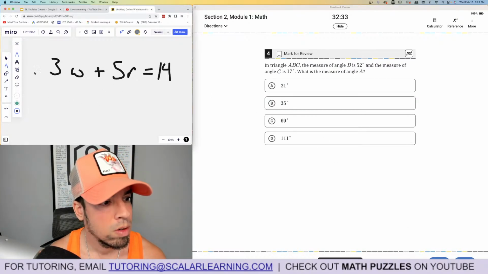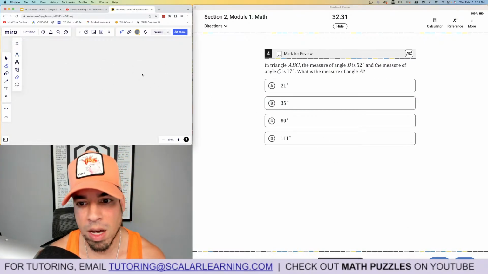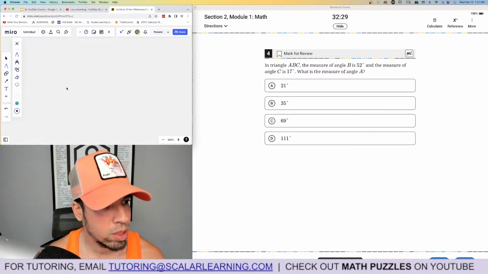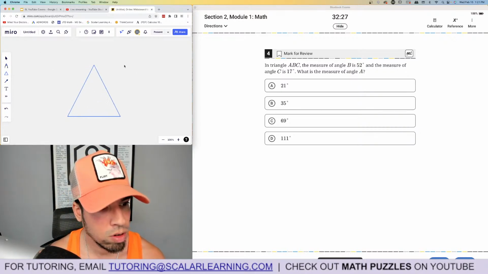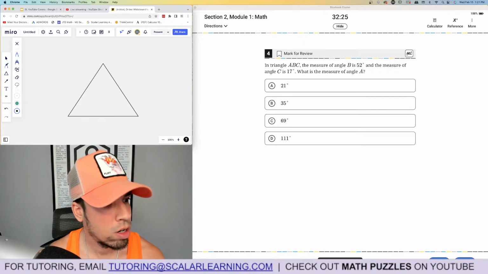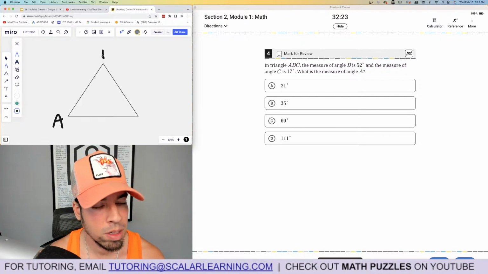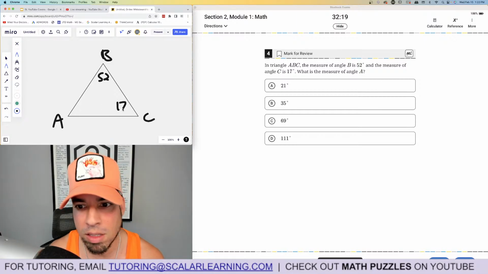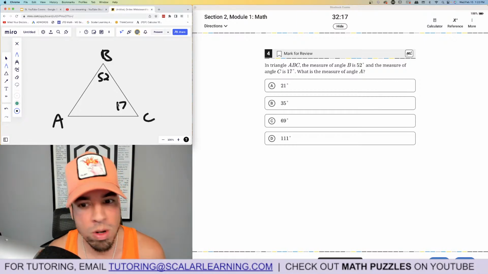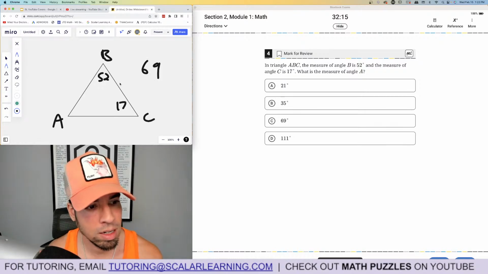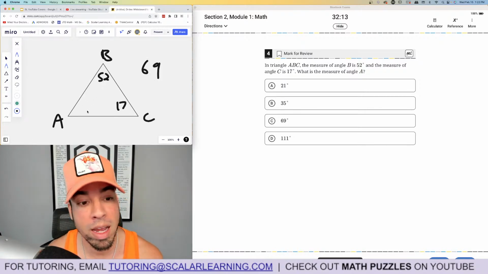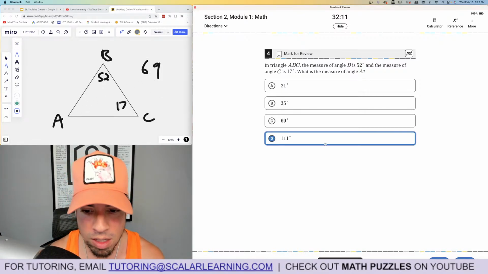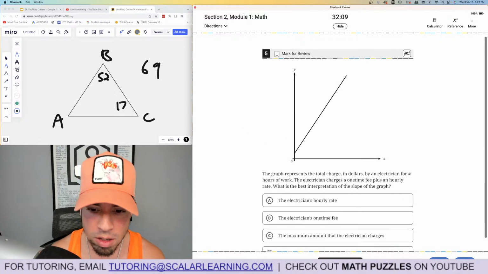Number 4. We've got triangle ABC. Here, let's draw it out. We got a triangle. I always say draw it out if you can. Angle B is 52, angle C is 17. What is the measure of angle A? Triangle sum theorem. So these add up to 69, right? And then it all has to add up to 180. So 111 plus 69 is 180. Done. All right, next.